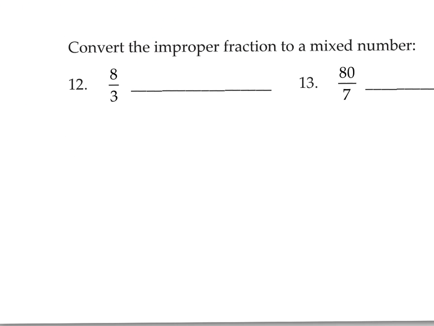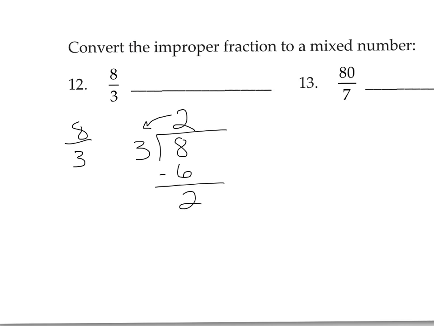All right, we're going to do it the other way. We're going to convert an improper fraction to a mixed number. To do that, we divide. The numerator, the top, 8, divided by the denominator. So 3 goes into 8 twice. That's going to be our whole number. Multiply back. 2 times 3 is 6. Subtract. The leftovers become the numerator. The denominator is the same as what we had. So 8/3 is equal to 2 and 2/3.